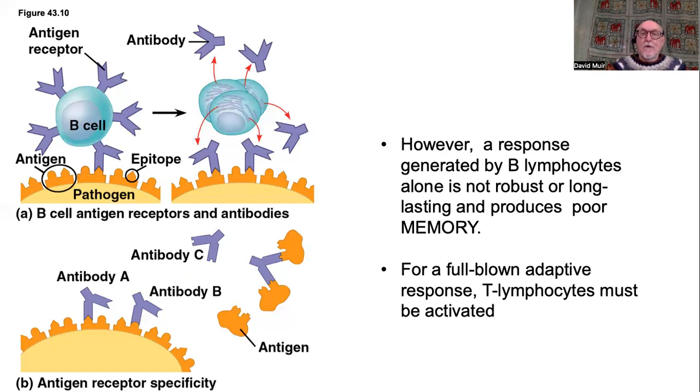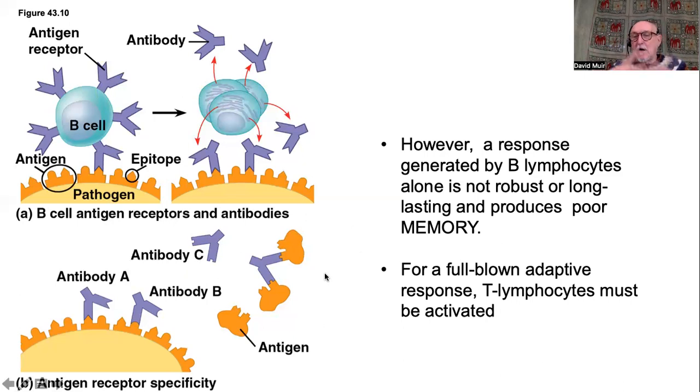Okay, so this is at its simplest. This is a fundamental response of the B cells. There is a problem though, and that is that a response by the B cells generated like this has some disadvantages. The first disadvantage is that it's not very robust. It's not a very strong antibody response. The second thing is it's not very long lasting.